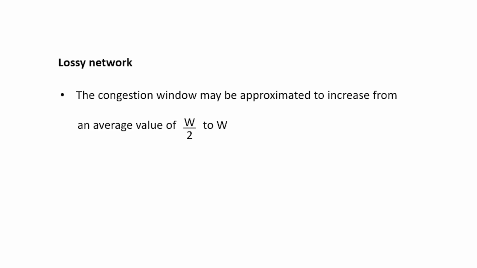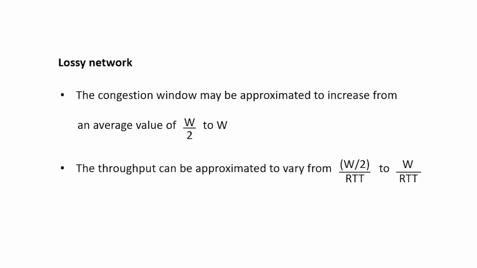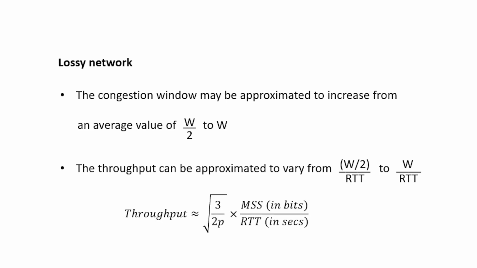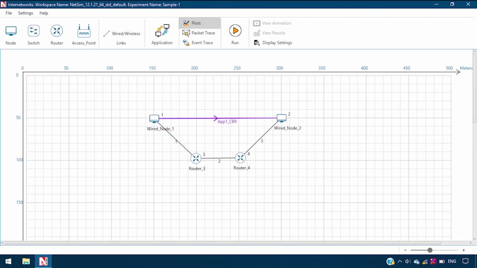In a lossy network, the congestion window may be approximated to increase from an average value of W/2 to W. The throughput can be approximated to vary from W/2 by RTT to W/RTT. Then the average TCP throughput can be obtained by the formula shown on the screen. Now let us see NetSim example simulation settings.